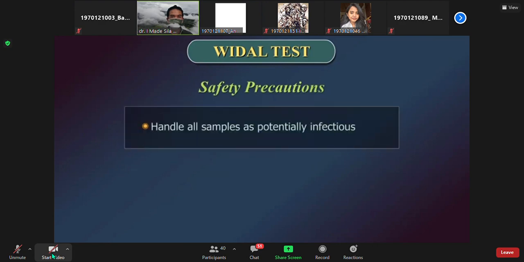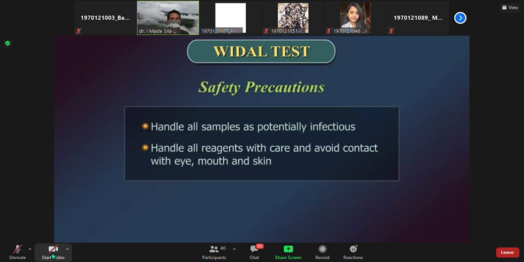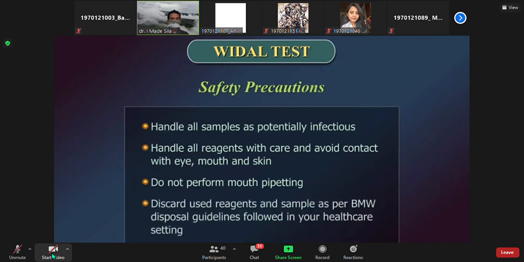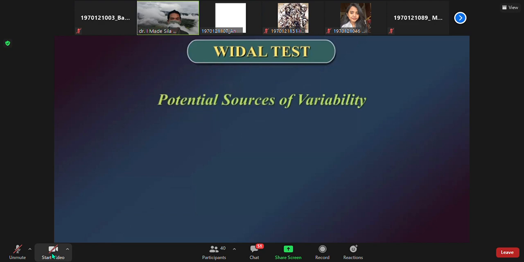Safety precautions. Handle all samples as potentially infectious. Handle all reagents with care and avoid contact with eye, mouth, and skin. Do not perform mouth pipetting. Discard used reagents and samples as per biomedical waste disposal guidelines followed in your healthcare setting.